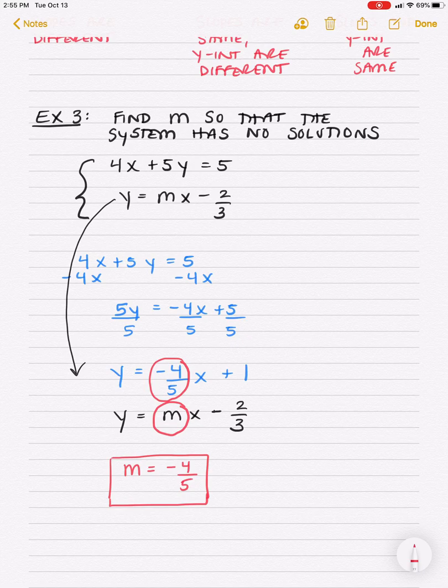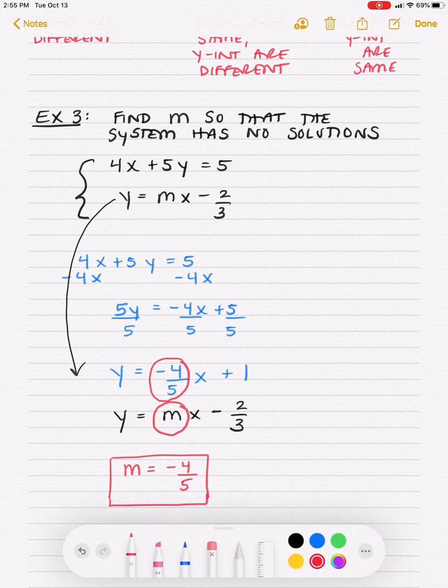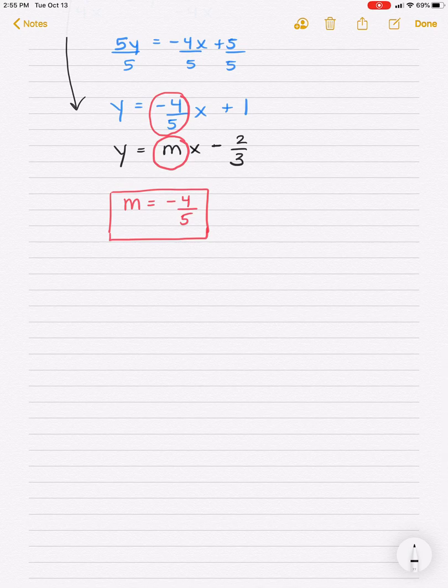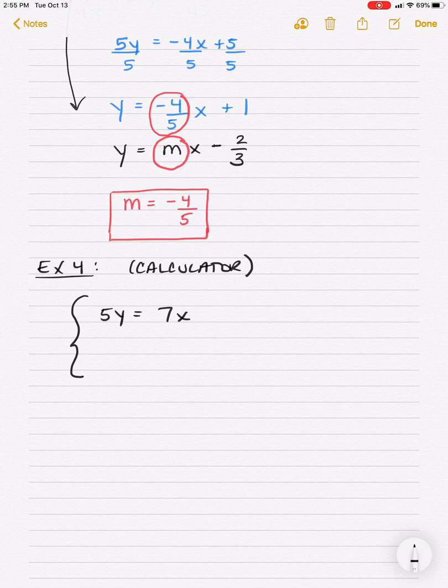Well, that is it for now. We will come to class, and you know what I'm going to do? I'm going to actually already set up example 4 so that I can tell that you watched these notes. Number 4 is going to be a calculator example. All right, and so here's the system. 5y equals 7x plus 1, and this second equation is going to be negative 1/4 x minus 19/4.